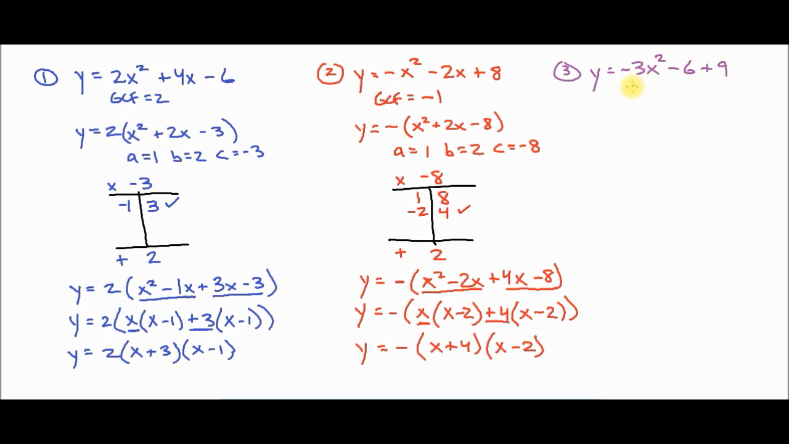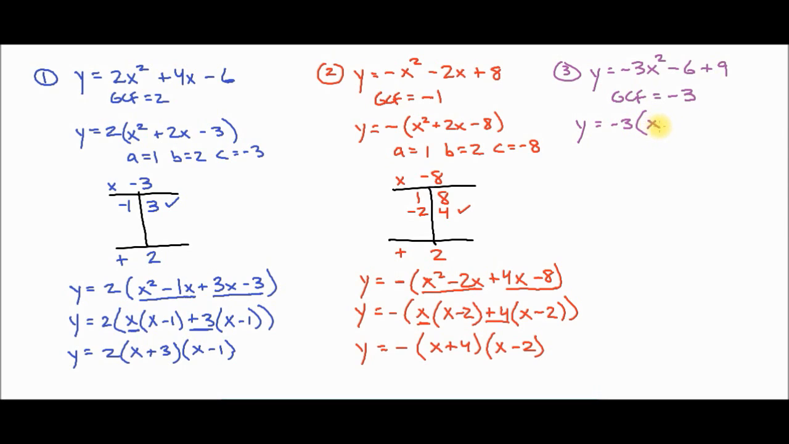Number 3. Ask ourselves the question, do we have a negative a value? Yes, we do. So that means we are going to be pulling out a GCF. We know we're going to pull out a negative. Do we have a common factor? 3, 6, and 9? Yes, we do. The common factor is 3. So in this case, we're pulling out a negative 3 to simplify our quadratic. Let's rewrite this. Y equals negative 3.